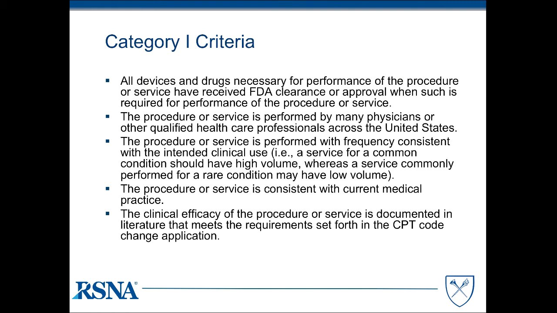For Category 1 codes, that bar goes up quite a bit. First of all, if the service involves a device or drug, it needs to be FDA cleared or approved. There needs to be ample peer-reviewed literature to support the efficacy of the procedure. In general, you'll need at least 5 peer-reviewed articles, with the best having at least level 2 or level 3 evidence. Those literature requirements have been updated a couple times in the last few years and are being revised yet once again as we speak.